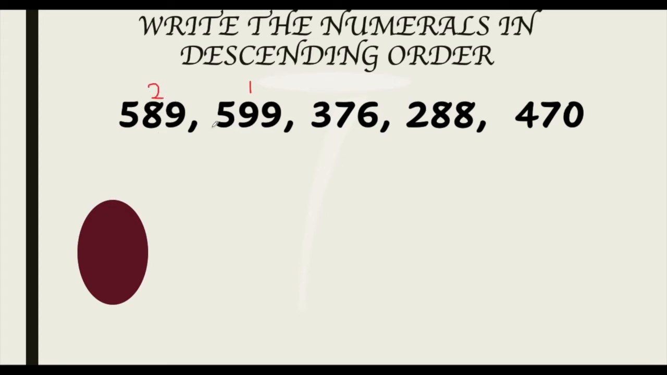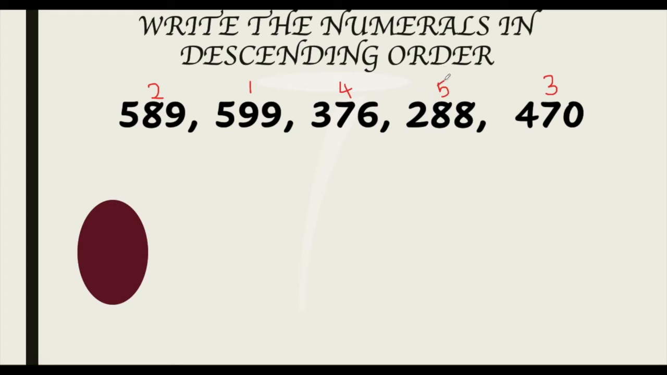Then after 5, the next greatest number is 470. Let us mark this as 3. After 4, the next smallest number is 376. Let us mark it as 4. After 376 you have 288, which is the remaining one. So let us mark it as 5.